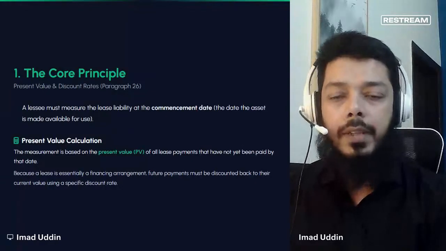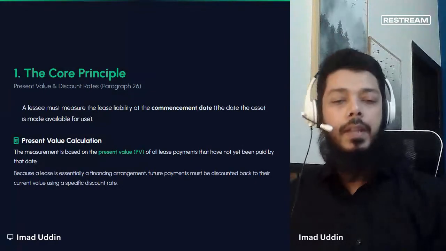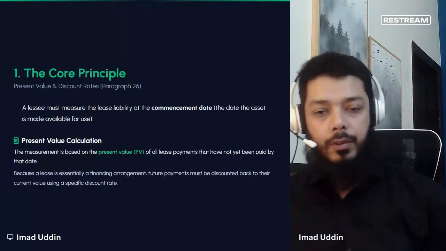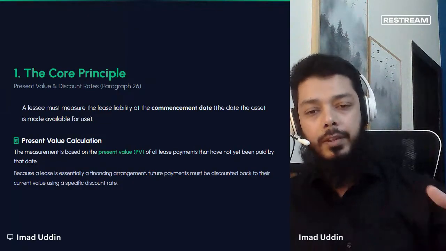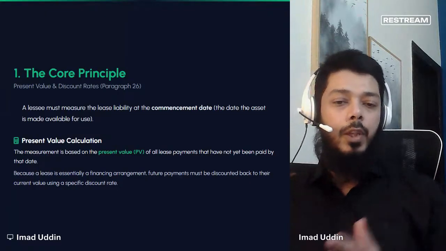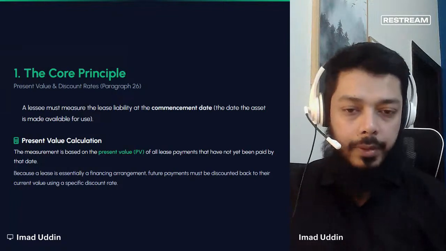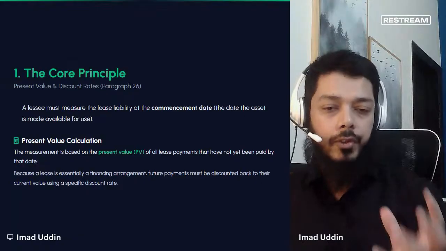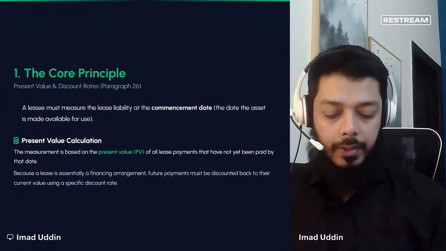Essentially, what we are saying is that every lease is basically a financing agreement. The lessor pays something in advance to the lessee, and the lessee basically pays it back. And so the liability of the lessee is the present value of all the future cash payments it has to make. So that's the substance in the eyes of IFRS 16. That's the substance of the transaction.